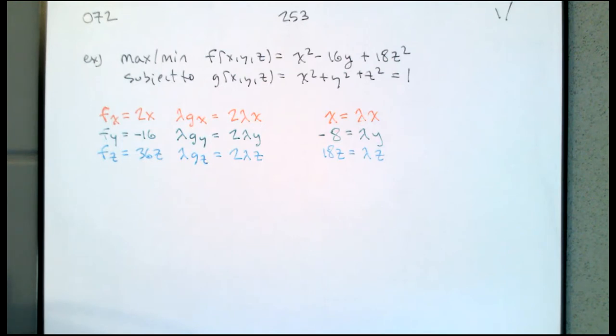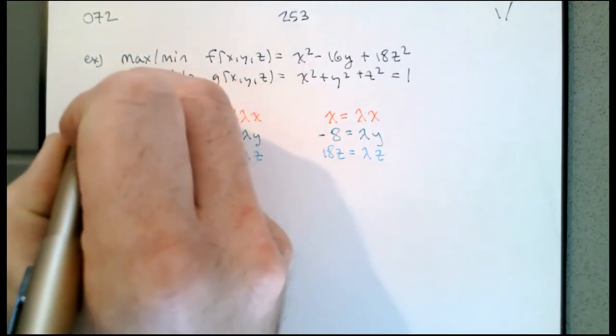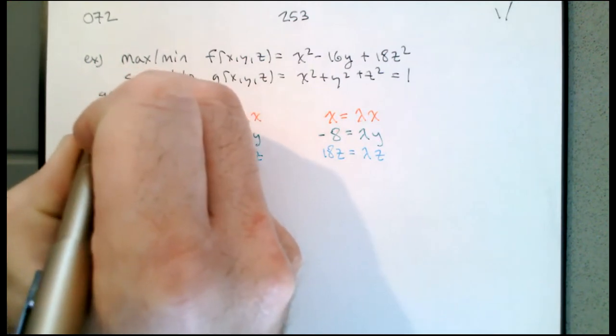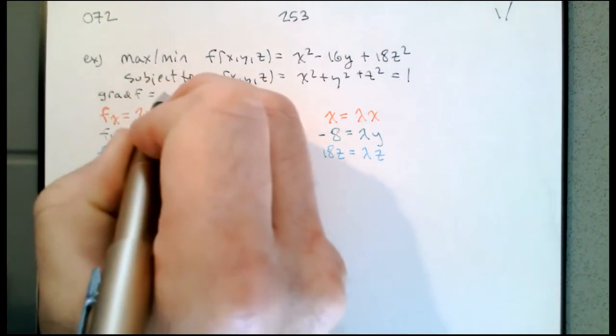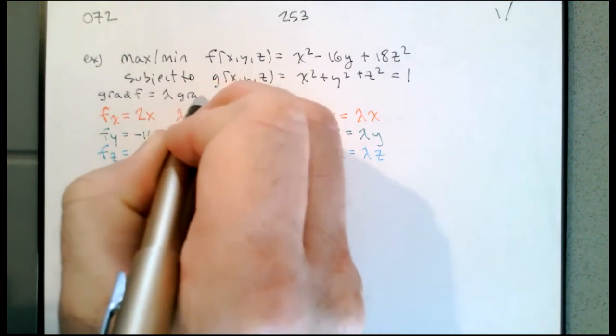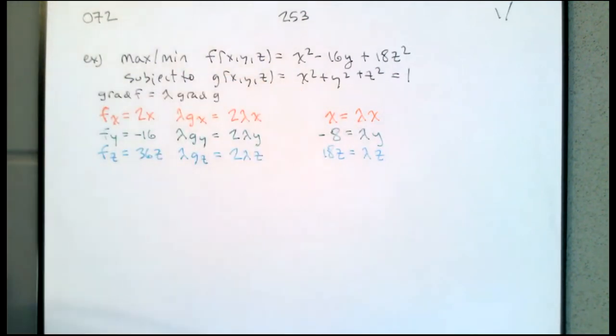That means we want to set the gradients in the same direction. I want to look for where the gradient of f is pointed in the same direction as the gradient of g. That is, the gradient of f is equal to lambda times the gradient of g. So I want to set up the gradient of f as some scalar multiple of the gradient of g. That means the gradients are pointed in the same direction. That means the surfaces are tangent.